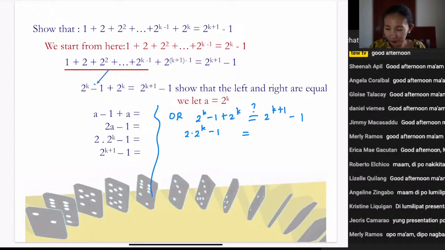Mark, very good. So, we could write this now as, put these two together, pagsamahin na ito, powers of the same bases, we can write this now as 2 raised to the quantity k plus 1 minus 1. Ito ba yung gusto natin ipakita? Yes, ito yun. So we were able to show that the left and the right side are equal. So, this is equal to 2 raised to k plus 1 minus 1.